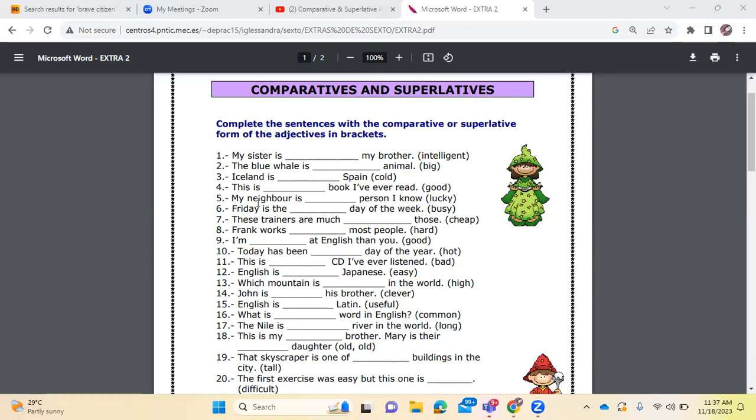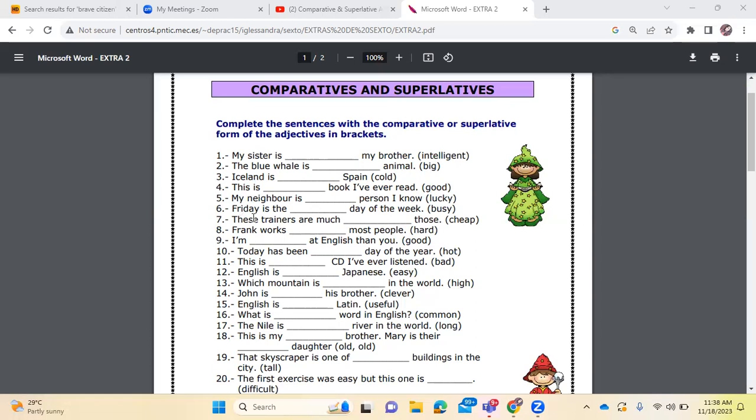Number 5. My neighbor is blank person I know. We are talking about one person. So therefore it's a superlative. My neighbor is the luckiest person I know. Right? The luckiest person I know.